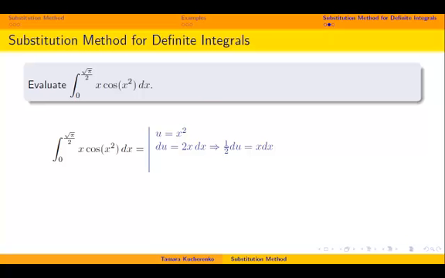Now let's compute the new limits of integration. The lower limit, u at 0 equals 0 squared equals 0. The upper limit, u of square root of pi over 2 equals square root of pi over 2 squared equals pi over 4. The integral becomes 1/2 integral from 0 to pi over 4 of cosine u du.